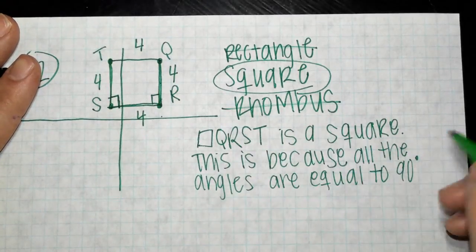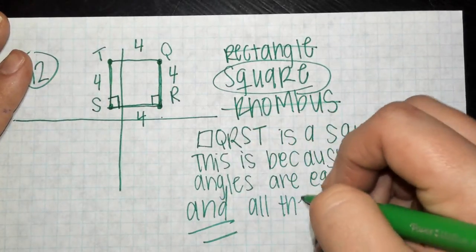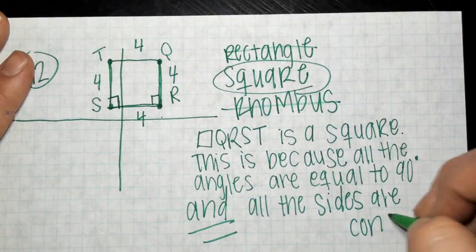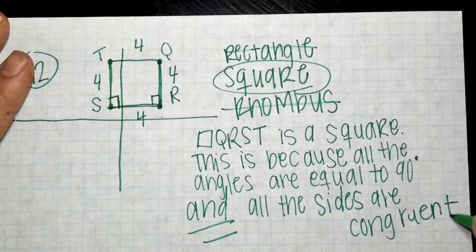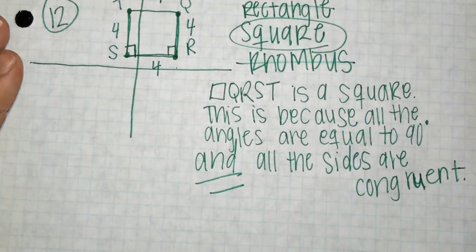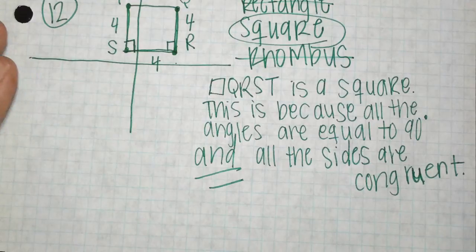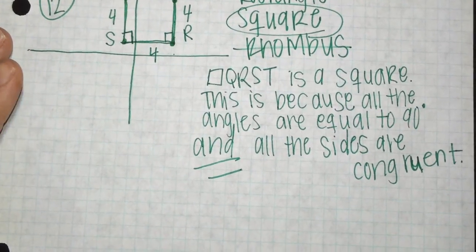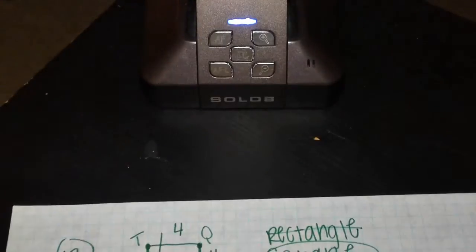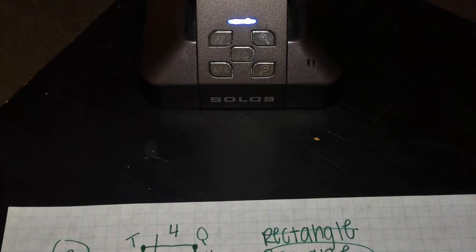This is because all the angles are equal to 90 and all the sides are congruent. You can't stop at 90. If you stop at 90, you can either have a rectangle or a square. You have to tell me about the sides. That's it. Okay, will you try 13? Yes, we would love to try 13. I counted by 2s on 13 if you don't want to make that big of a graph. Up to you.